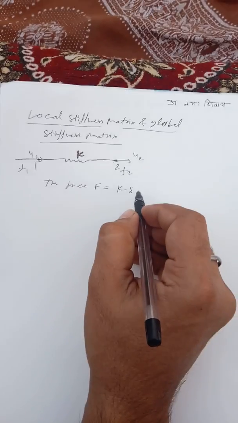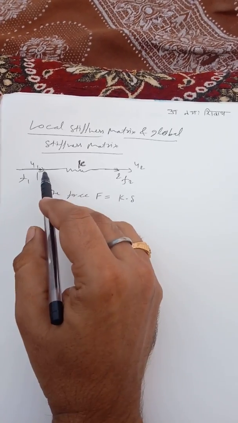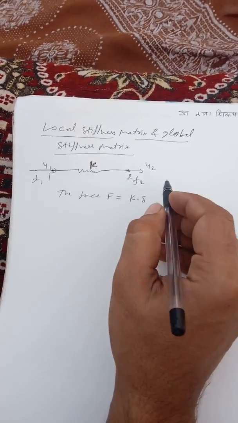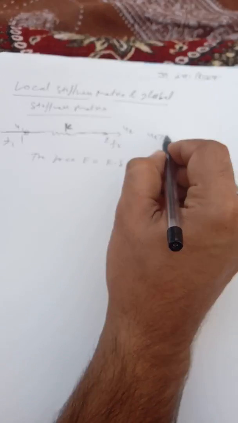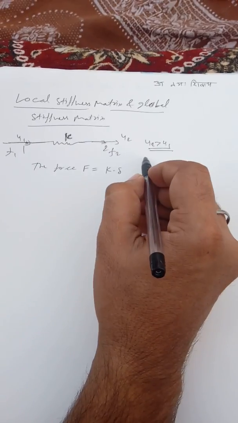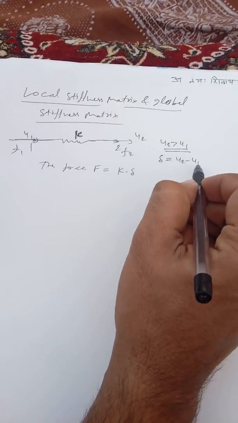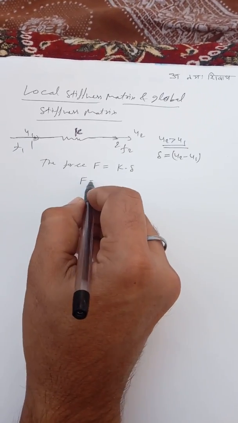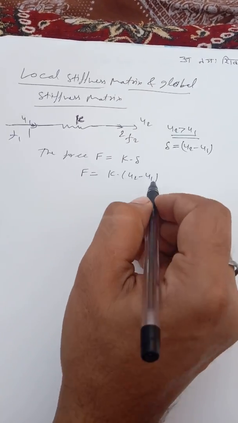Delta is known as the relative displacement of node 1 and node 2. So we are assuming here that u2 is greater than u1. So the relative displacement delta is equal to u2 minus u1. Now put it here, the force F is equal to k dot (u2 minus u1).